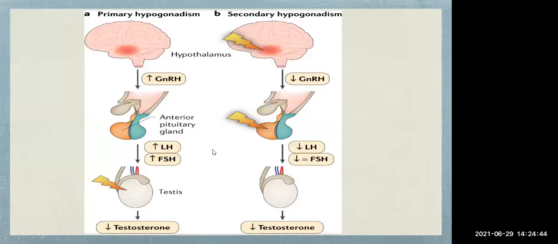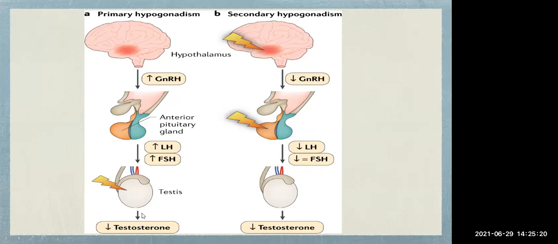Okay, so what makes the difference between primary hypogonadism and secondary hypogonadism? We need to differentiate between these two things. Primary hypogonadism, also known as hypergonadotropic hypogonadism, as the name suggests, the problem actually occurs at the gonad. In the man, it occurs at the testis. In the girl, it occurs at the ovary. Because the problem happened at the gonad, it will lead to low production of the sex hormone.